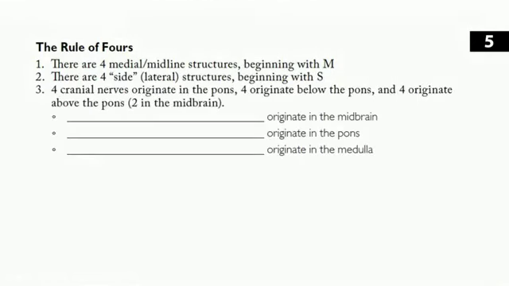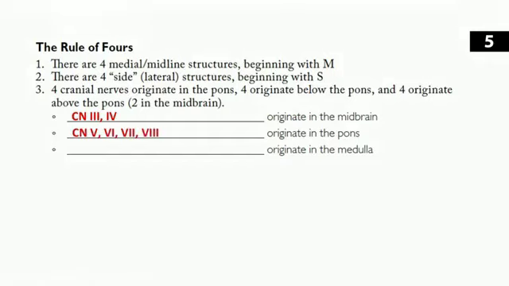The third rule is that 4 cranial nerves originate in the pons, and 4 originate below the pons, and 4 originate above the pons. We saw this rule a few videos ago. So cranial nerves 3 and 4 originate in the midbrain. Remember, cranial nerves 1 and 2 originate in the forebrain, not in the midbrain. So brainstem strokes won't affect cranial nerves 1 and 2.